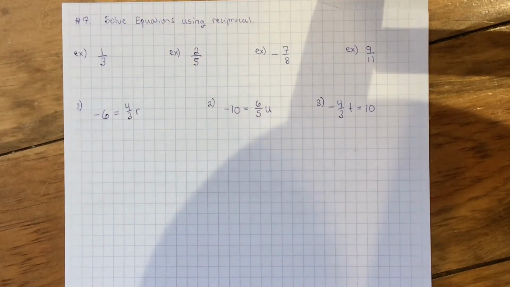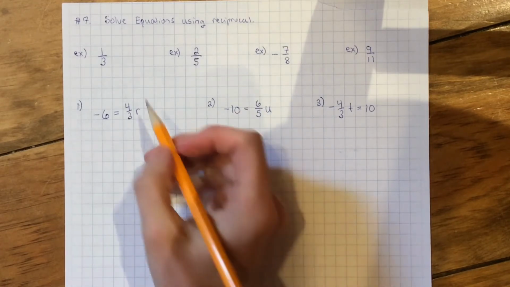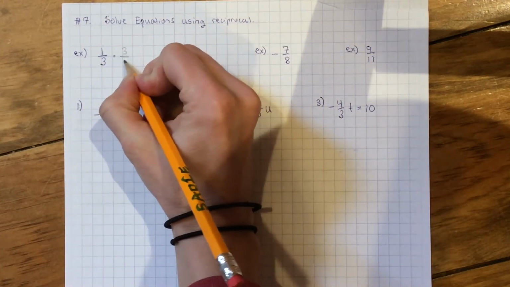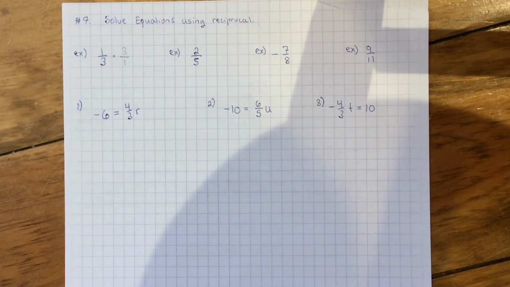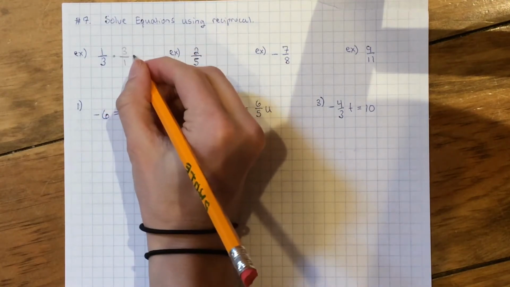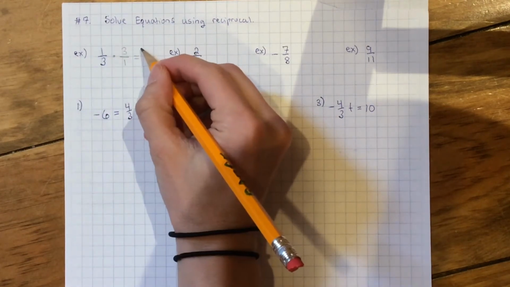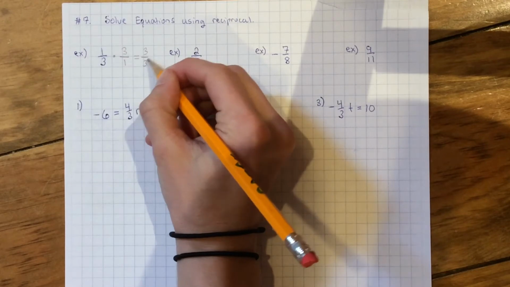We can solve some equations using what's called the reciprocal. The reciprocal is when you flip a fraction upside down. For example, the reciprocal of 1/3 is 3/1. The numerator became the denominator and the denominator became the numerator. The reason why this is helpful is because if you multiply a fraction by its reciprocal, you get 1.